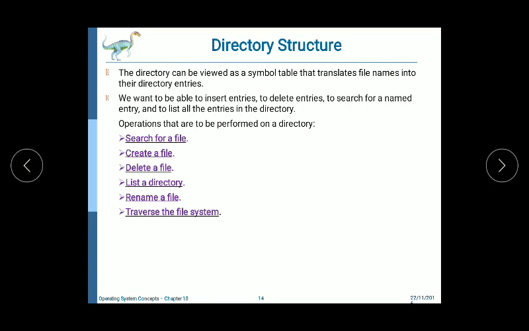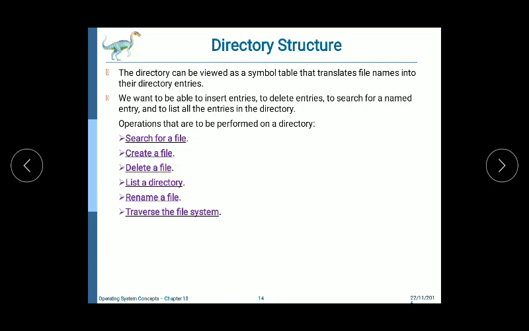When considering a particular directory structure, we need to keep in mind the operations that are to be performed on a directory. So the first one is search for a file. We need to be able to search a directory structure to find the entry for a particular file. Since files have symbolic names and similar names may indicate a relationship among files, we may want to be able to find all files whose names match a particular pattern. Second one is creating a file. New files need to be created and added to the directory. Next is delete a file. When a file is no longer needed, we want to be able to remove it from the directory.